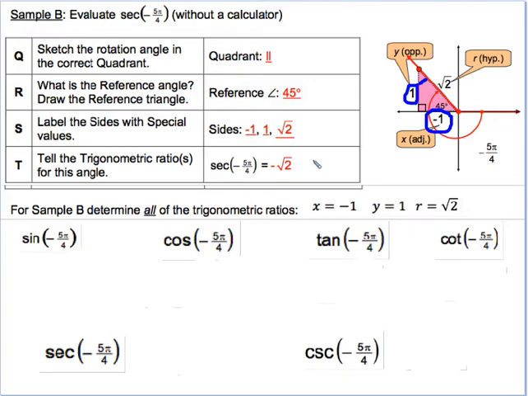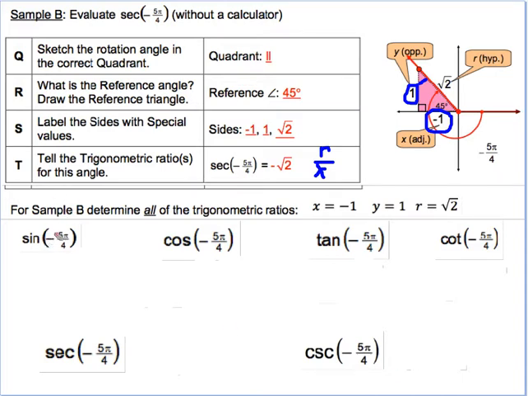Well, secant is the ratio of, let's see, what's the ratio? Secant is the reciprocal of cosine, so it's going to be r over x, right? X is -1, r is square root of 2, so it just becomes negative square root of 2. All right.